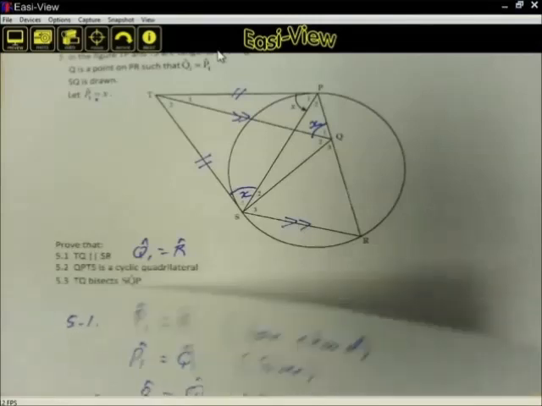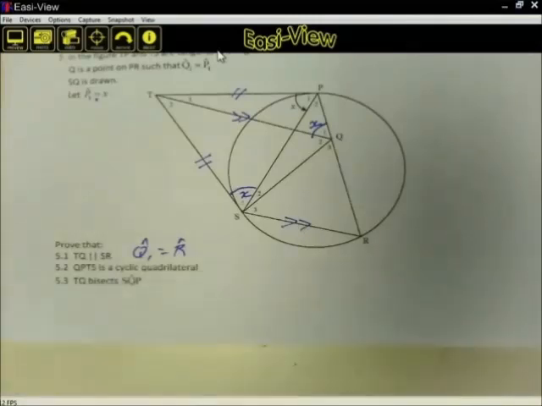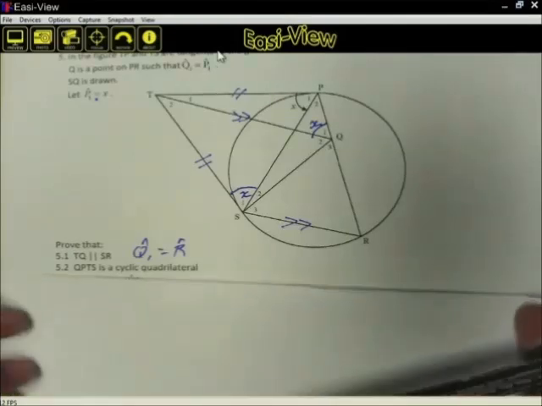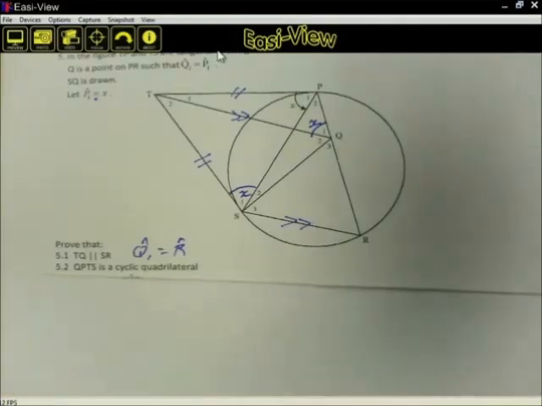Let's go to this second part of the question. The second part of the question states, prove that QPTS is a cyclic quad. Let me repeat my words again. Earlier on I said there are three ways of proving a quad to be cyclic.